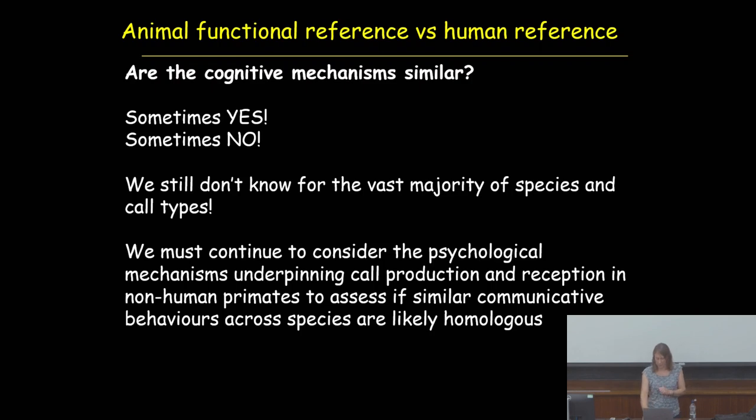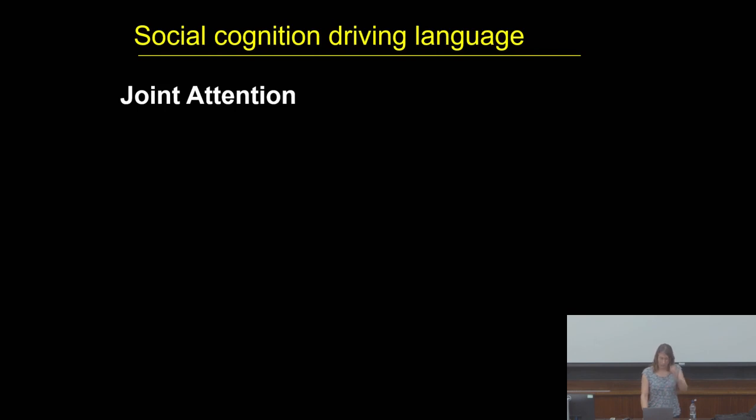So that, I think, is the take-home message from that part. So let's change tack a little bit now. That's the part of the talk that focused on non-human primate communication. But now we're going to switch to the social cognition part, social cognition that we know is really important for language. And that is joint attention.